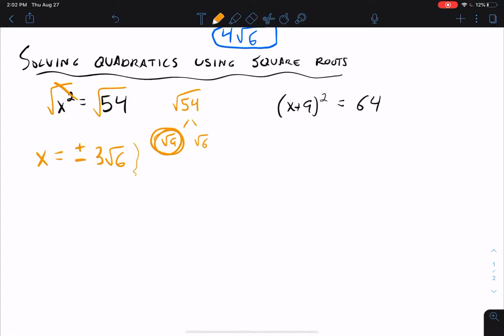So for this problem, x squared equals 54, I'm going to get x equals plus or minus 3 rad 6. So we need to include both of our solutions there.